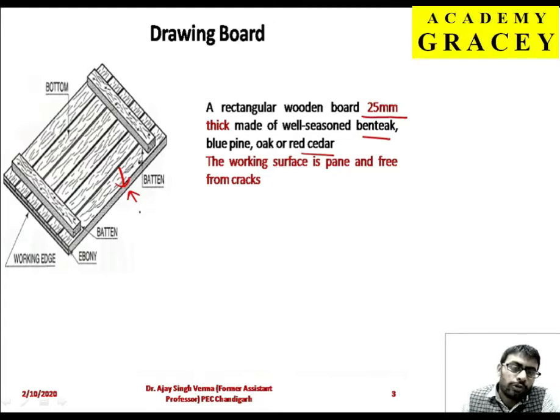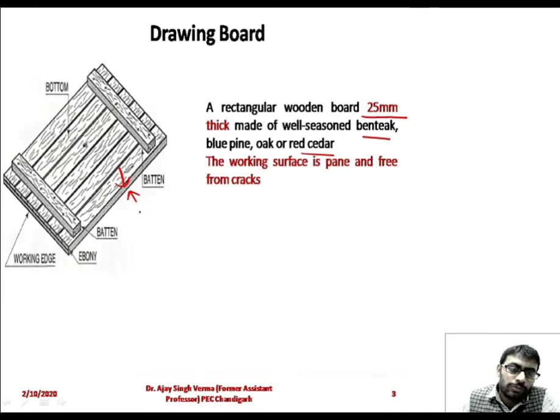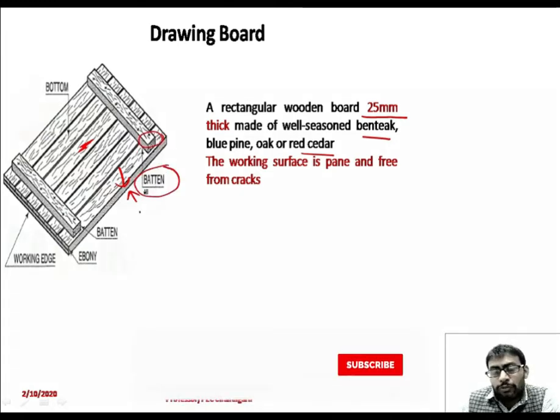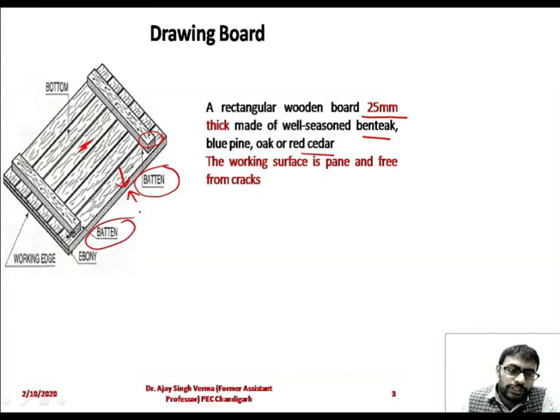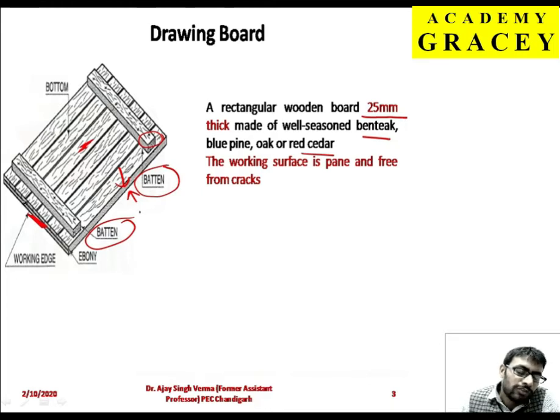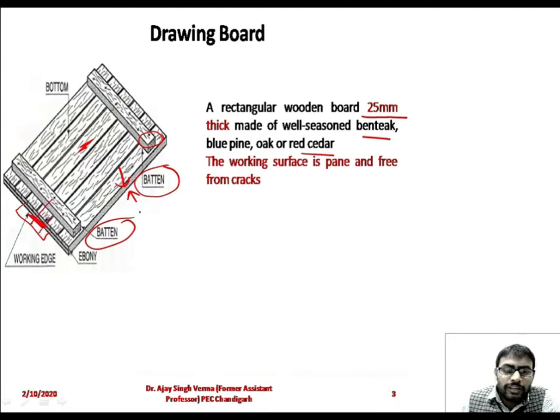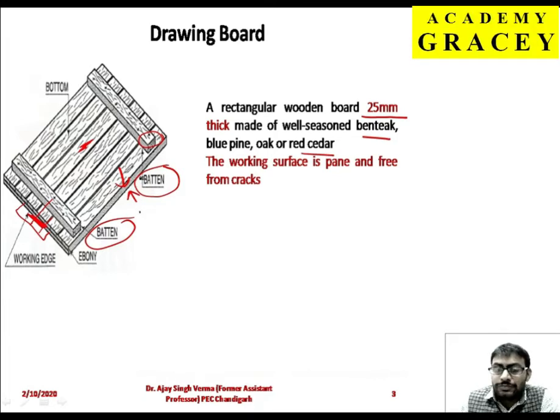In the drawing board, you can see at the bottom surface there are two legs, known as battens. These two battens are mounted on the bottom of the drawing board. On the left hand side, you can see the working edge. At this working edge we firmly hold the T square, which will be discussed in the coming slide. On the front surface of the drawing board, we fix our sheet with some adhesive agent or with clips.